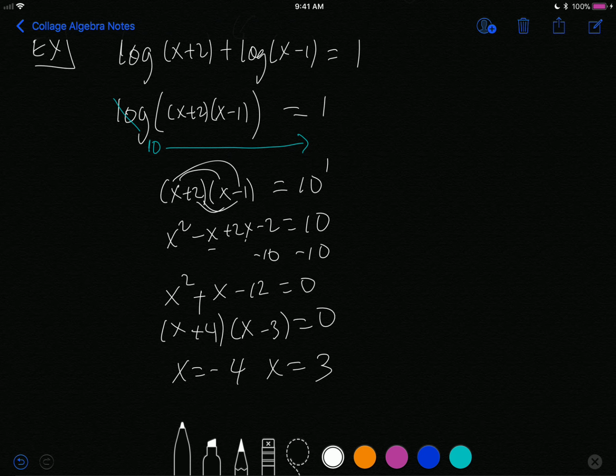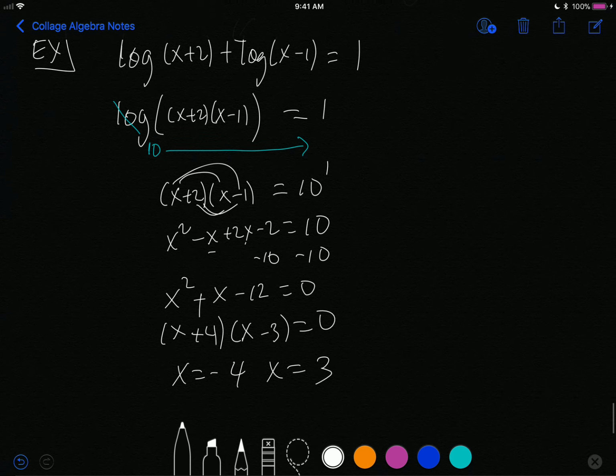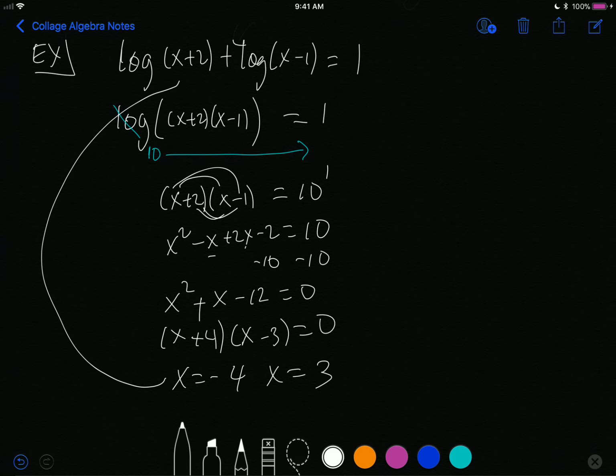Again, I can't just take those answers and say I'm finished. I gotta take them and plug them back in. If I take negative 4 and plug it in right here, what's negative 4 plus 2? That's negative 2. So once it doesn't work in one place, it's no good to us. So we don't need this answer. I gotta take the 3 and check the 2 places. 3 plus 2 is 5. 3 minus 1 is 2. That works for us. And so therefore, this is the only answer.